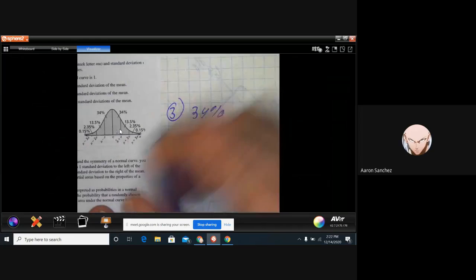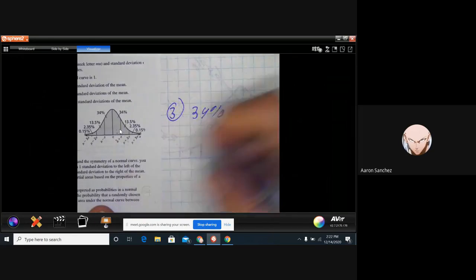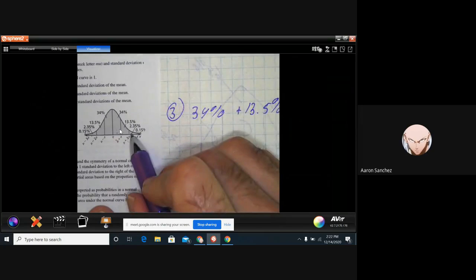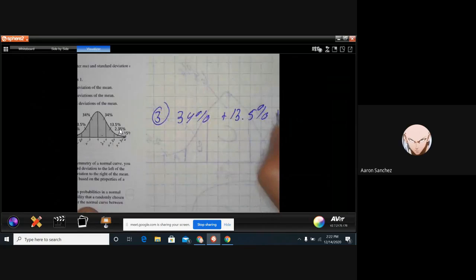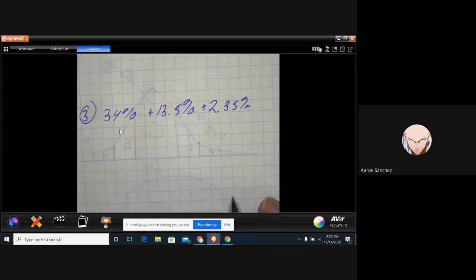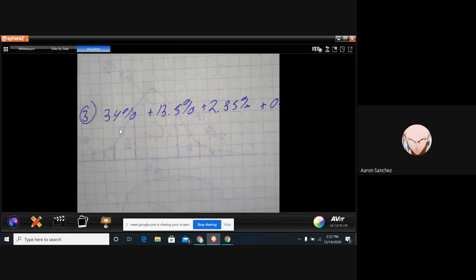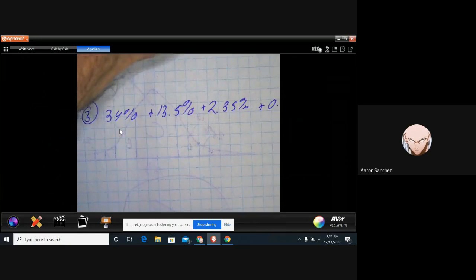34% plus 2 standard deviations plus 13.5% plus 3 standard deviations plus 2.35%. Can you see me writing that there? And then the fourth standard deviation is 0.15%. Okay, so to find the total area, you just add all of those up.